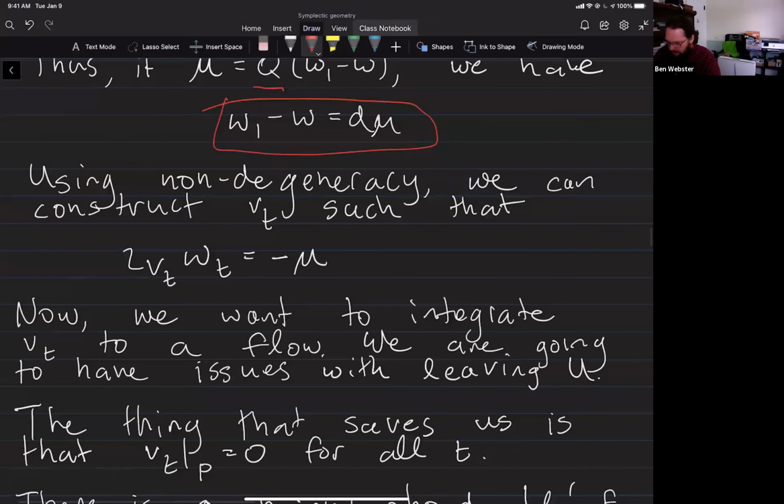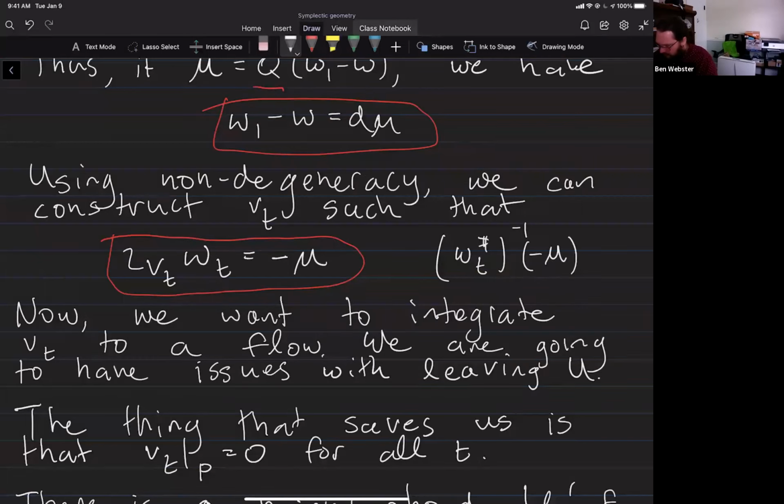Then connecting these two symplectic forms reduces to finding V_t such that when I contract it with the symplectic form omega_t, I get minus mu, and I can do that using non-degeneracy. So in the notation I was using before, I would say that omega_t sharp inverse of minus mu is the definition of V_t.